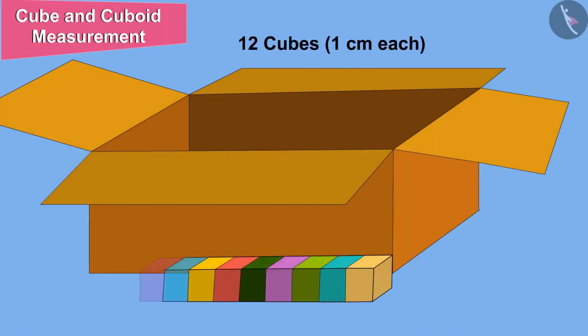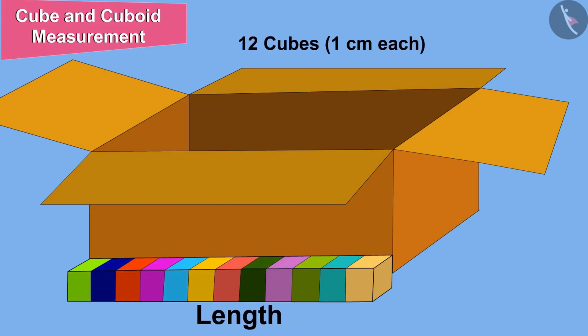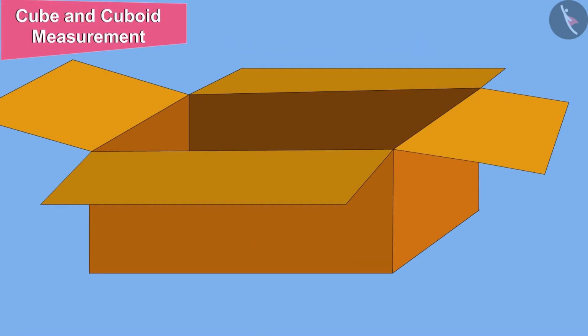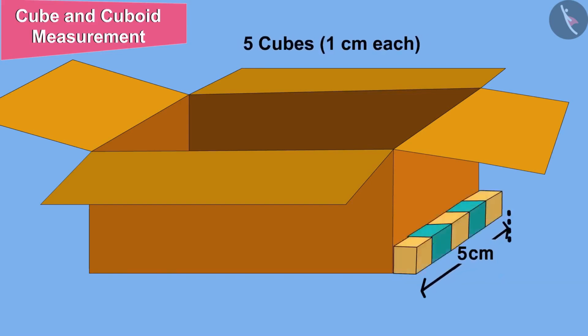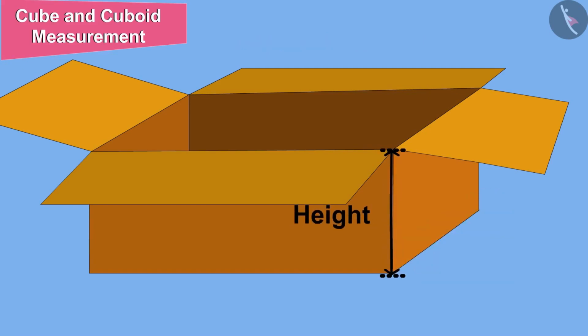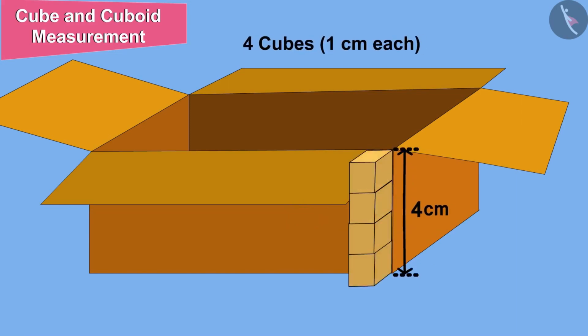There are 12 cubes of dimension 1 centimeter each in the length of the cuboid-shaped box. This means that the length of the cuboid-shaped box will be equal to 12 cubes of dimension 1 centimeter each. In the same way, the width of a cuboid-shaped box is 5 centimeters, which will be equal to 5 cubes of dimension 1 centimeter each, and the height of the cuboid-shaped box is 4 centimeters, which will be equal to 4 cubes of dimension 1 centimeter each.